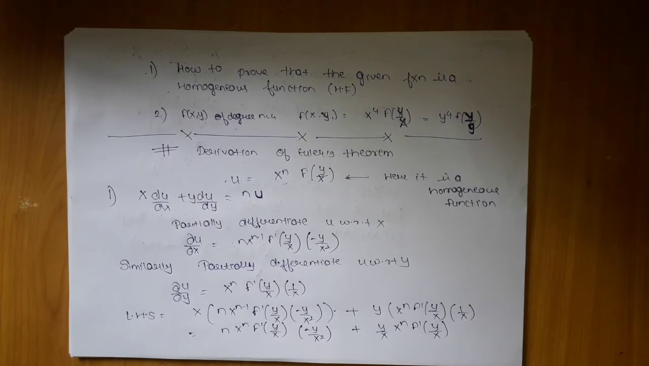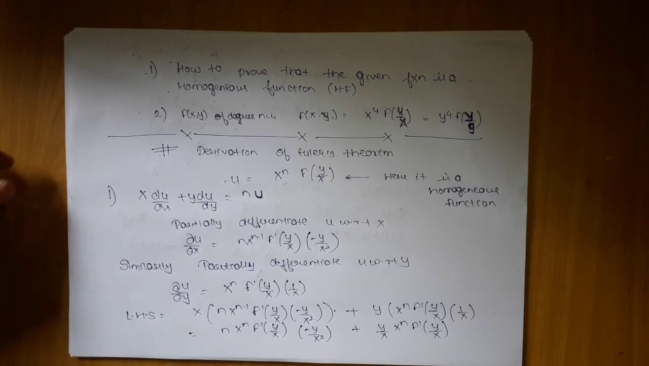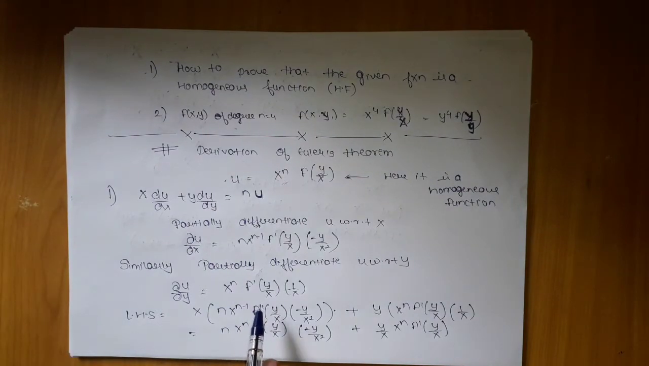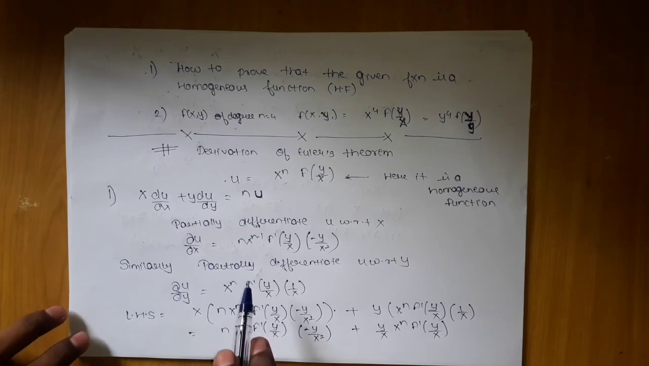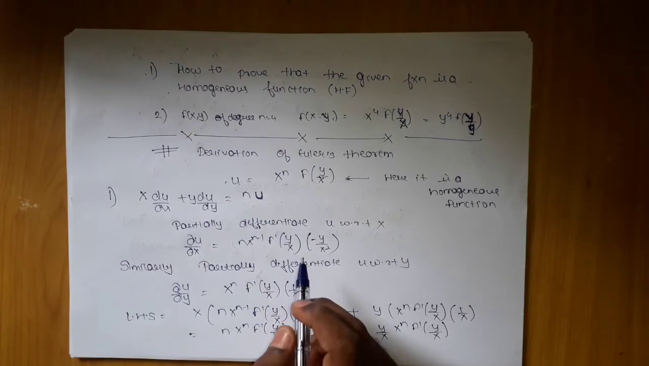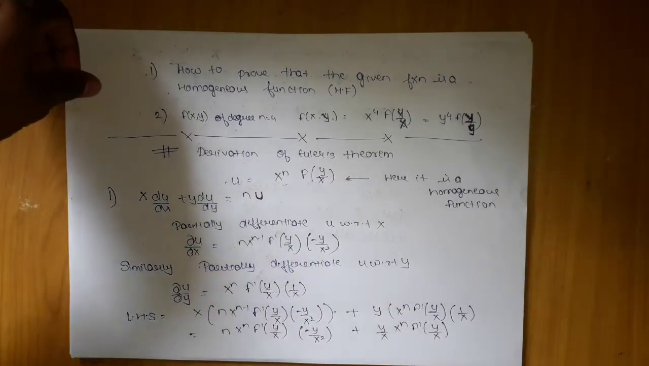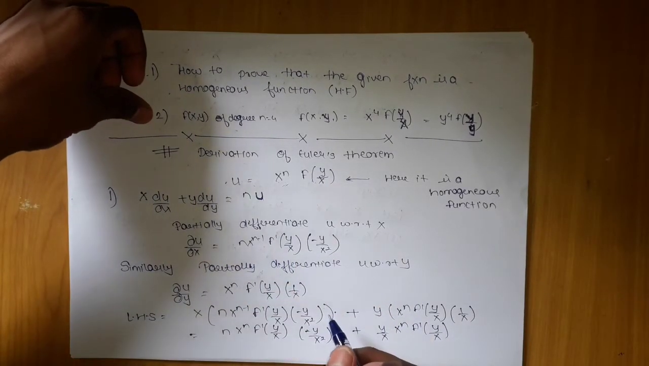Now if you observe, minus y by x dou u by dou x minus y by x, I think we have made a silly mistake. We partially differentiated it, and here the product rule should be applied and we should not directly differentiate it.